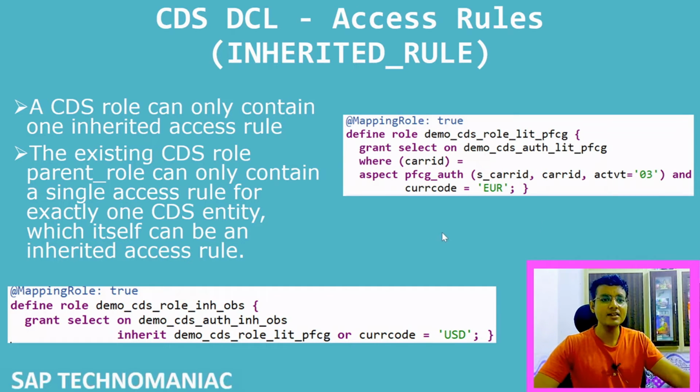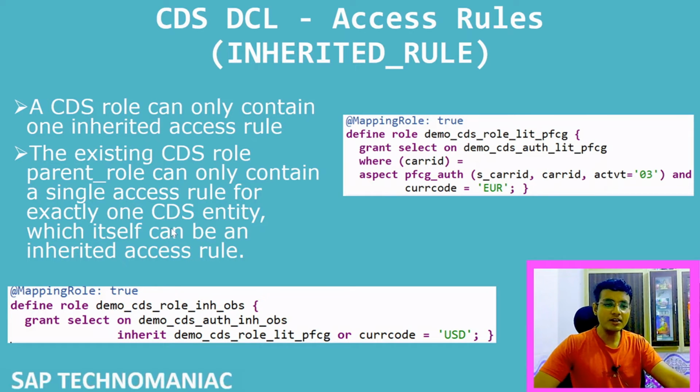It's just inheriting whatever the existing conditions are in this particular role, and along with that we are including an additional condition as well. However, this got obsolete, but I just want to explain it for knowledge purposes. There is also an important point: a CDS role can only contain one inherited access role. You can declare only one inherited rule inside one DCL. You can't declare multiple inherited rules inside the access control. That's a very important thing.